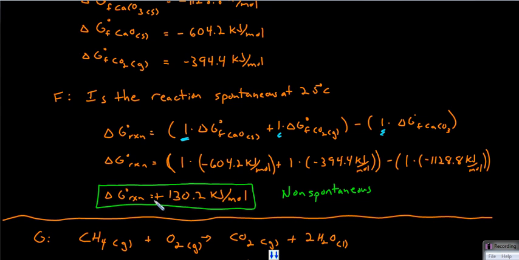You get a free energy change of the reaction of 130.2 kilojoules per mole, extremely similar to the value that we saw previously in that last video. So is the reaction spontaneous at 25 degrees Celsius? No, we have a positive delta G of reaction, so it's non-spontaneous.